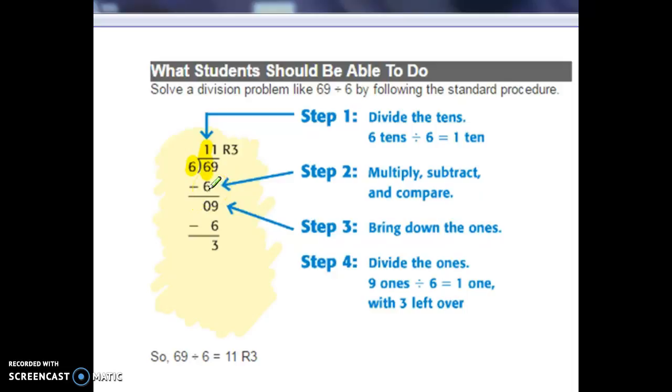Then you do step 2, multiply, subtract. 6 minus 6 is 0. Bring down your 9, step 3. Once you've brought the 9 down, you think, how many times does 6 go into 9? 1 time. 1 times 6 is 6. And you have 3 left over. And that gives you that remainder right here of 3. So 69 divided by 6 is 11 with the remainder 3.